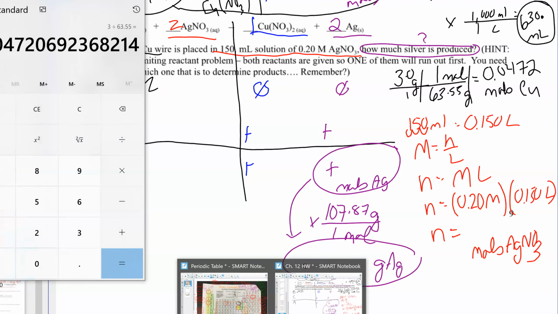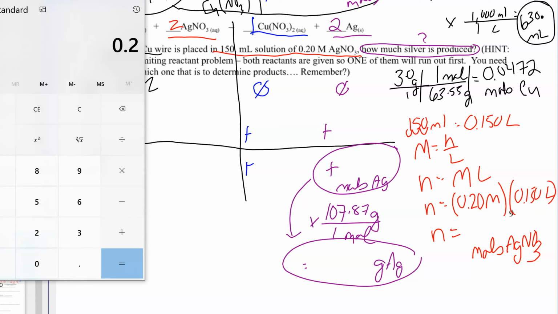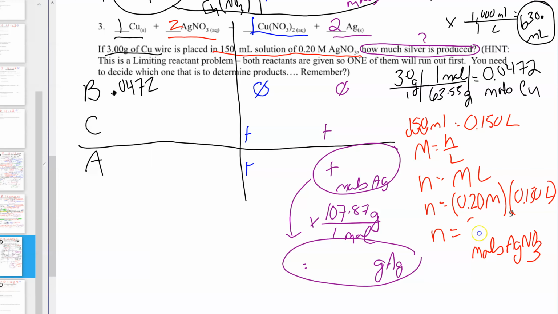I have to figure out how much of the copper nitrate I have. Okay, so the copper nitrate we've got to do a little bit more work with. So we have 150 mils. Remember, quick trick, 1, 2, 3, that's 0.150 liters. And they told us the concentration. We need to find out N, number of moles, right here. So N is M times L. Molarity is 0.20 molar. L is 0.150 liters. So we're going to take our 0.2 times 0.15, and we're going to get 0.03. So 0.03 moles of silver nitrate.